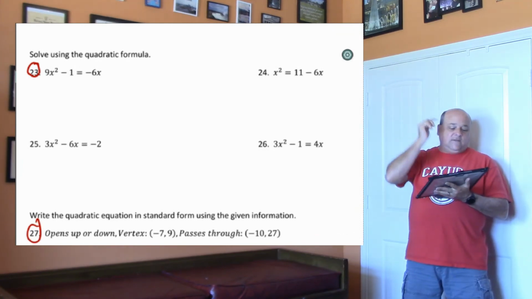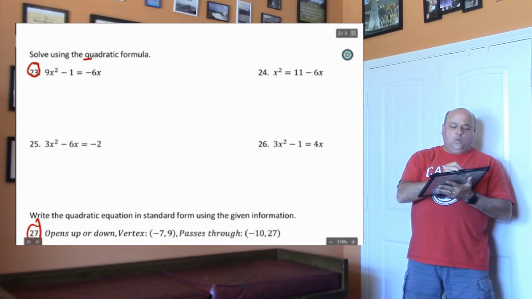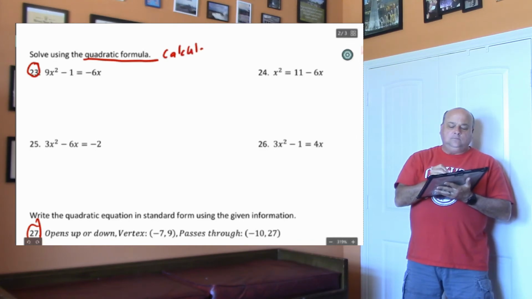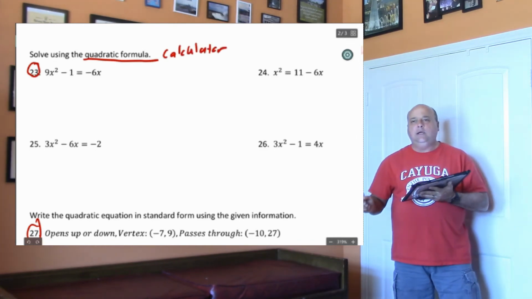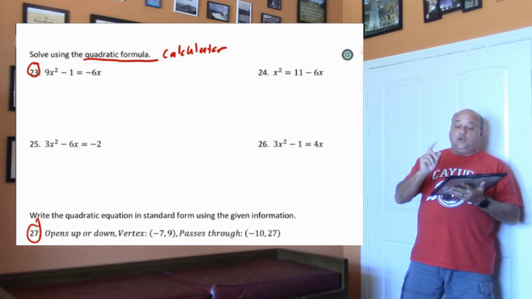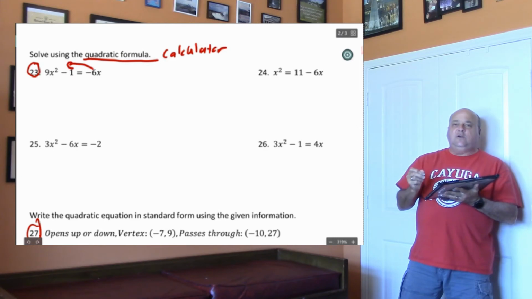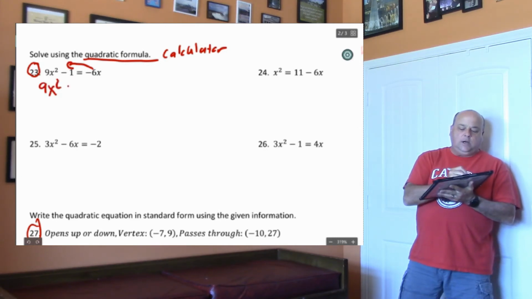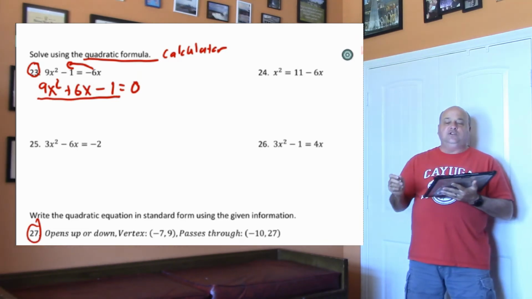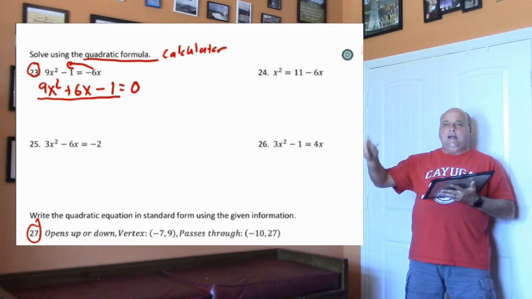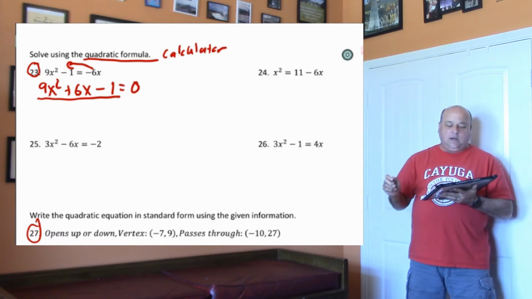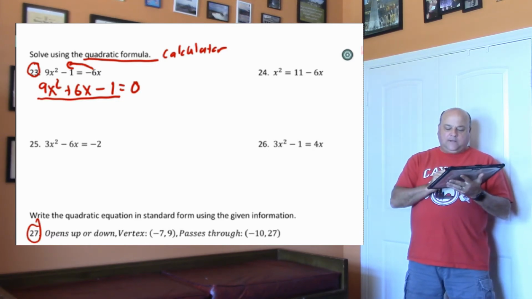Solve using the quadratic formula. I'm going to be real nice here. We're going to use the calculator. And I'm going to show you how to do this, okay? I'm going to do it one time. I want you to do all of these, though, okay? First thing you got to do is put this in standard form. So it's going to be ax squared plus bx plus c equals 0, and minus 1, right? Now then, this right here is your a, b, and your c. 9, 6, negative 1, right? I'm going to show you how to put this into the calculator, okay? So let's go to the calculator.